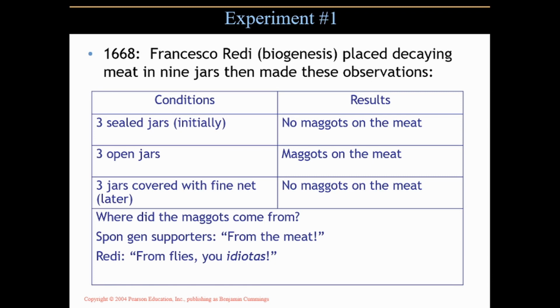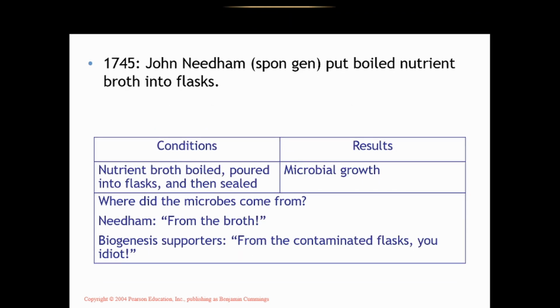But it didn't convince everyone because spawn gen had been around for thousands of years. So this is the idea that was in the psyche of everyone. It's spawn gen. It has to be. What other alternative is there? So this was a very difficult false belief phenomenon to disprove. It took almost 200 years to do it.